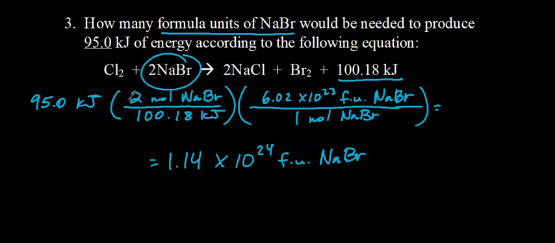And then we want formula units, so we're going to use Avogadro's number, and ultimately we end up with 1.14 times 10 to the 24th formula units of sodium bromide. All right, short and sweet there.